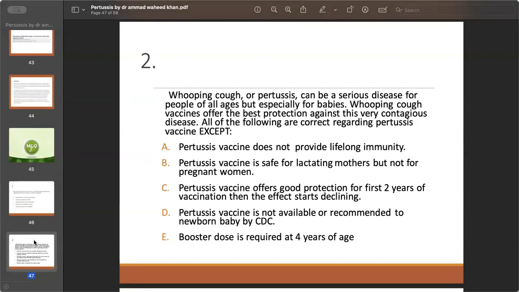Option B, pertussis vaccine is safe for lactating mothers but not for the pregnant woman. Option C, pertussis vaccine offers good protection for the first 2 years of vaccination, then the effect starts declining. Option D, pertussis vaccine is not available or recommended to newborn babies by CDC. Option E, booster dose is required at 4 years of age. B. E is the right answer.